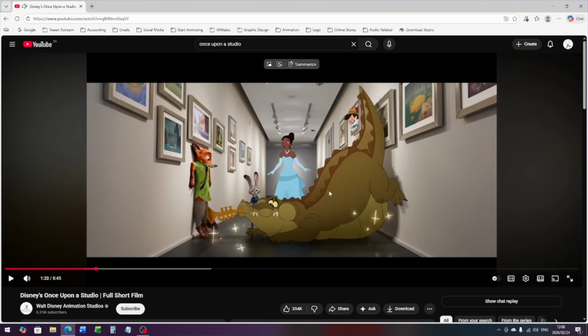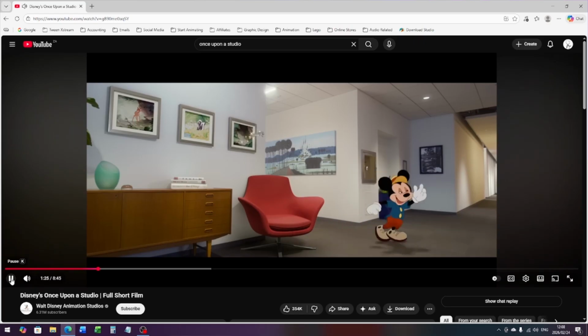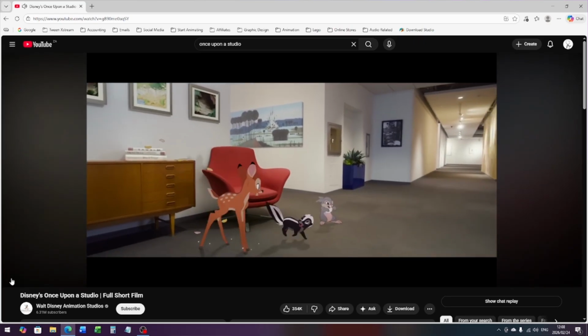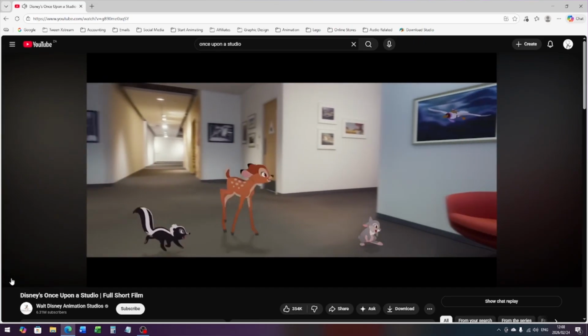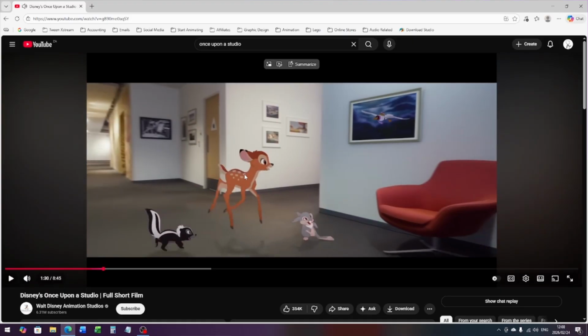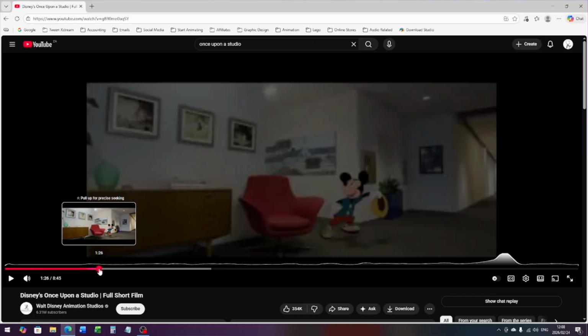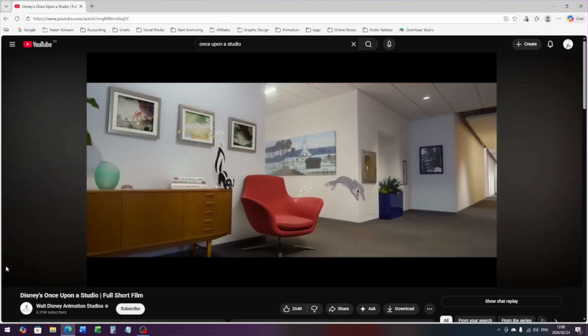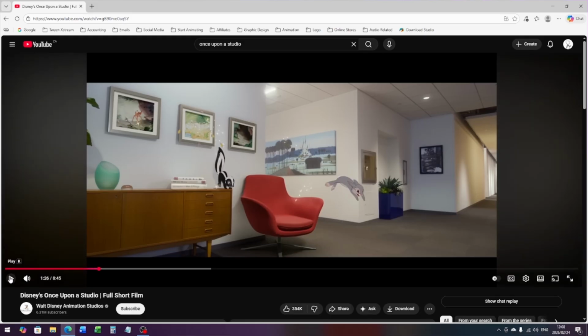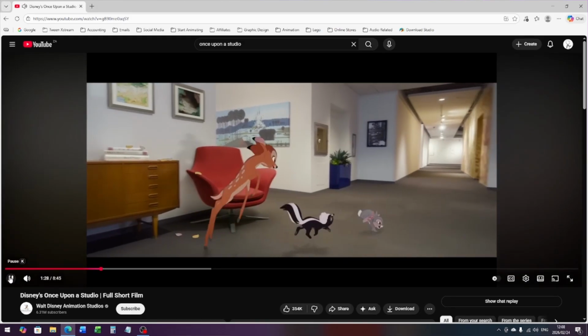And he also floated for a while. Did you see? Now you can see again, Bambi didn't run in a straight line. She ran in an arced path. She didn't just run straight. Look at her.